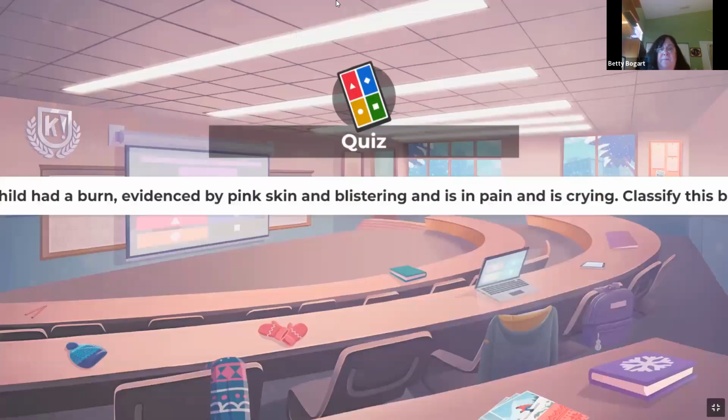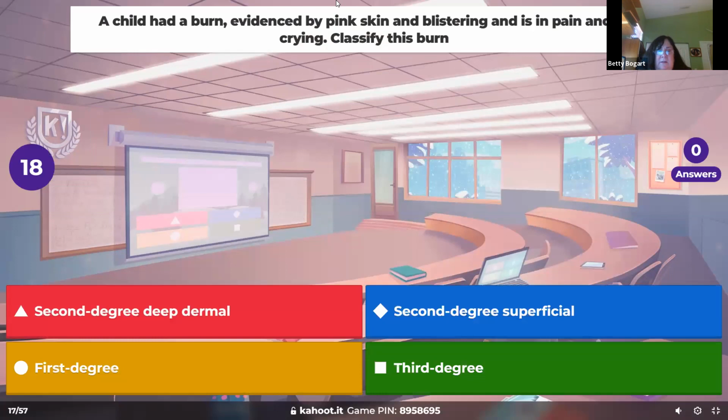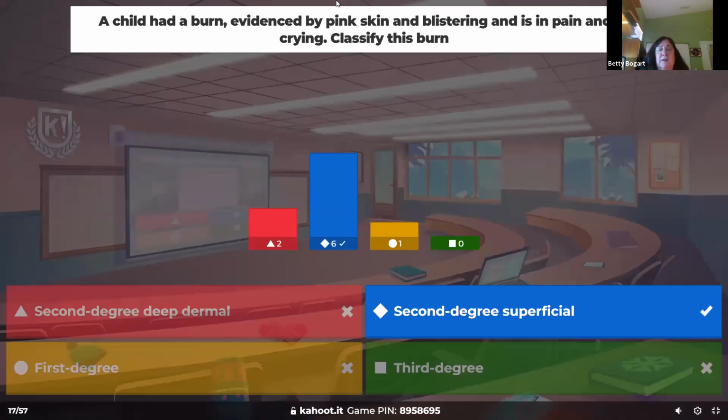Good job. A child has a burn evidenced by pink skin and blistering and is in pain and crying. What type of burn is this? You know, there's different degrees, first, second, third degree burns. You have one of your case studies right now doing burns. So when we see pink skin blistering, that's second degree superficial, and remember, still pain. When the pain goes away, now you're at third degree. Good.